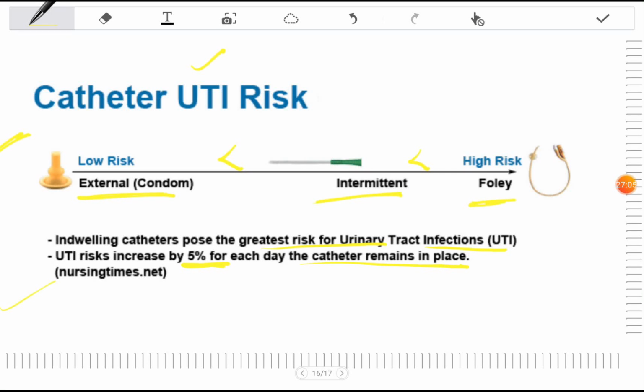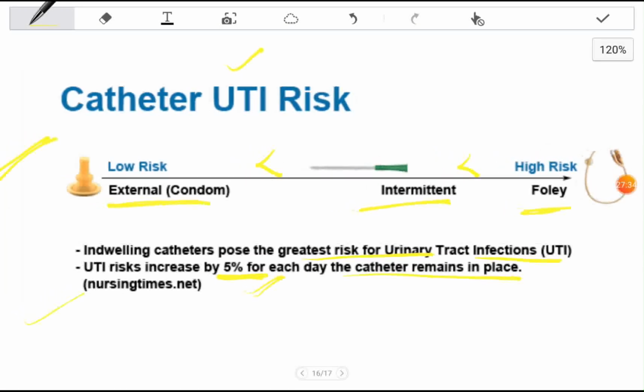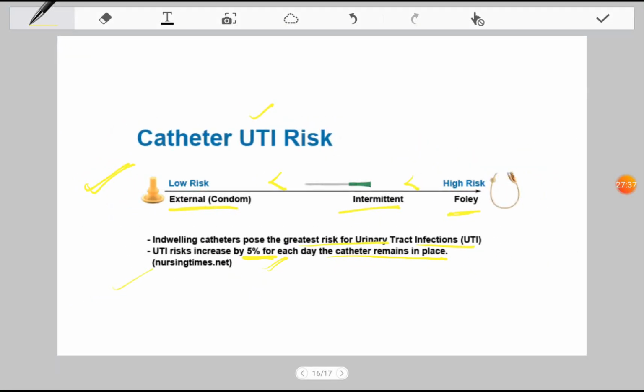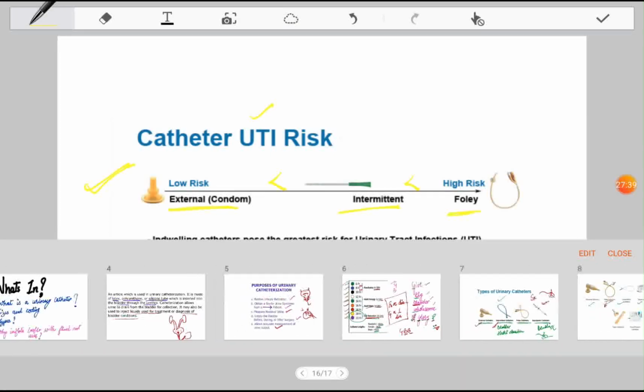So this makes an easy passage for bacteria to invade and cause urinary tract infections. Indwelling catheters pose the greatest risk for urinary tract infections. The urinary tract infection risk increases by 5% each day the catheter remains in place. You can see this on this side, and this was for the topic.